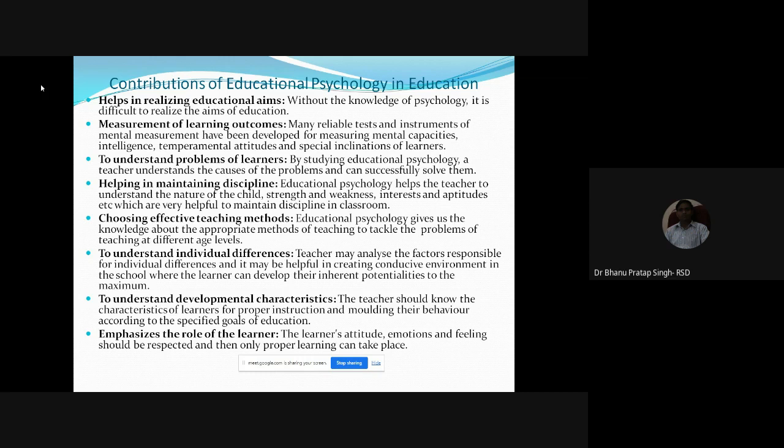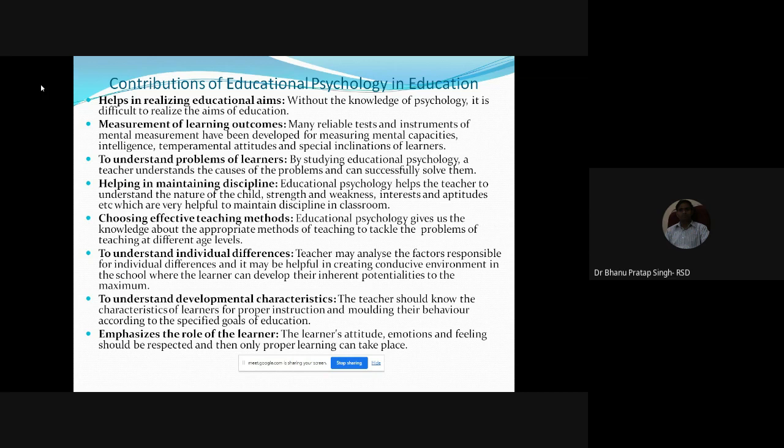To understand the developmental characteristics: by learning educational psychology, the teacher should be aware of the characteristics of the learner, and based on the characteristics, he can mold, he can instruct, he can guide the child for attaining the specified goal of education as per age, as per stage, as per IQ. IQ we will discuss later.